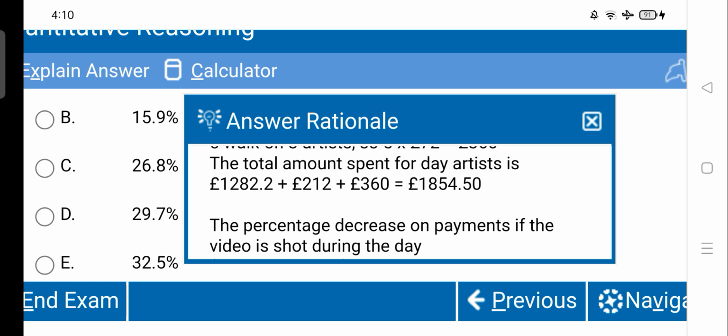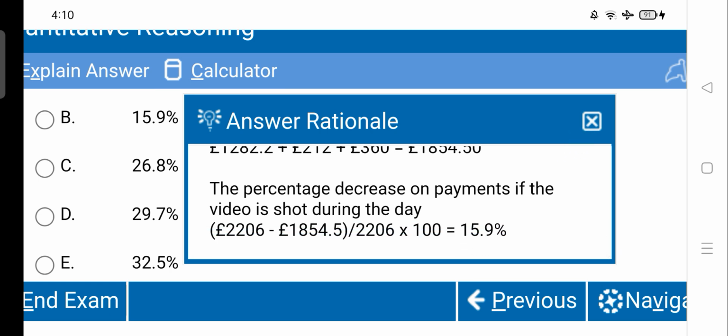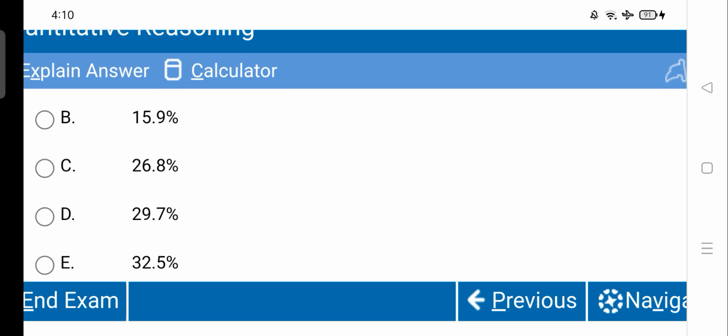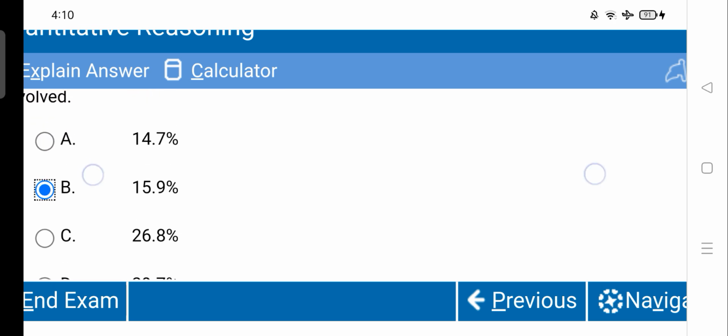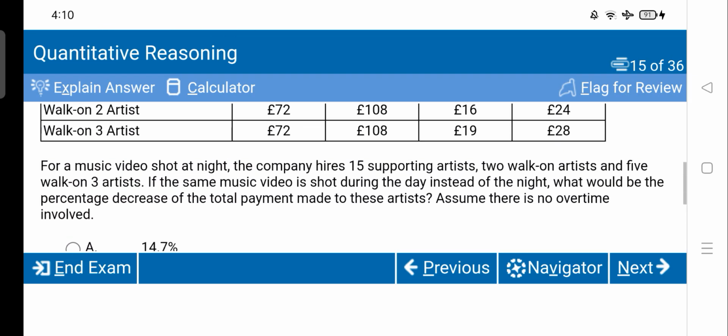The percentage decrease on payments if the video is shot during the day. That is 2206 pounds minus 1854.5 pounds divided by 2206 multiplied by 100 equals 15.9%. So here the correct response is option B.